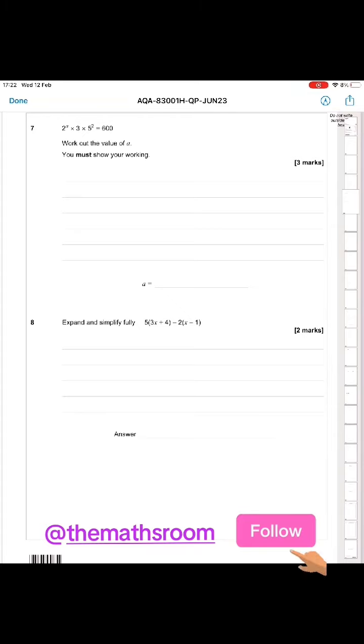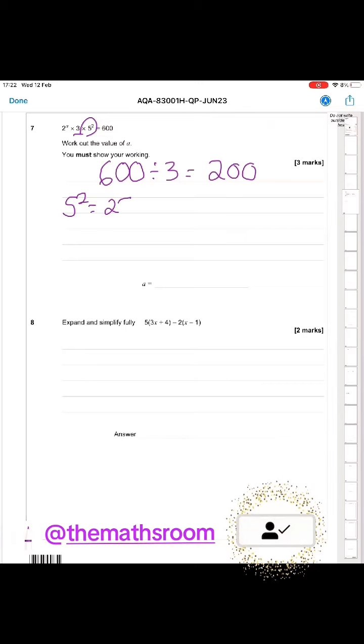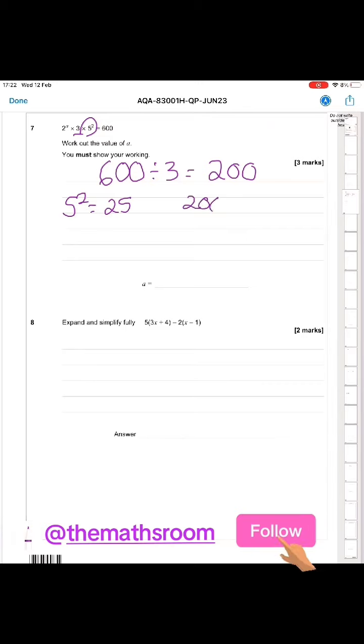So if we look at this first question, we've got 2 to the power of something multiplied by 3 multiplied by 5 squared equals 600. A little bit of inverse operations here. We're going to do 600 divided by 3. That gives me 200. I then look at the 5 squared. Now, I know that 5 squared is 25, so 200 divided by 25 is 8.